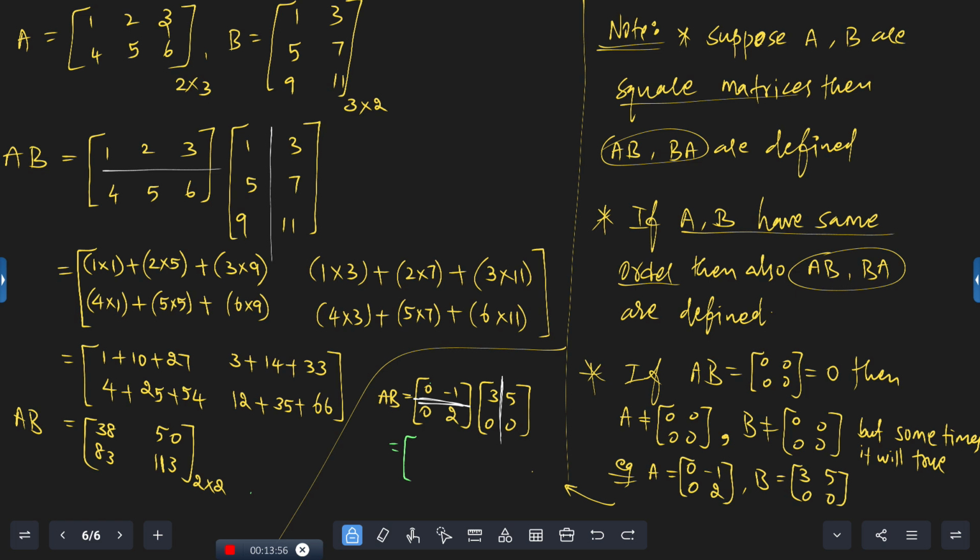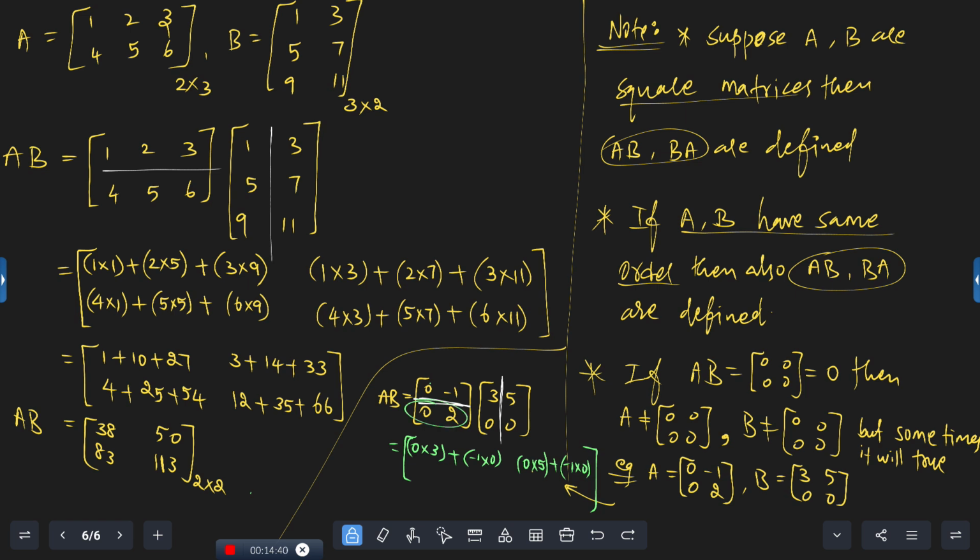Listen. First element to first element means 0 into 3. Second element, we should give plus. Second element to second element means minus 1 multiply 0. Have you noticed? Now I took one row and multiplied with one column. But the same row I should multiply with the second column also. When I go to the second column, first element and first element means 0 into 5, plus second element to second element, minus 1 multiply 0. Row over.